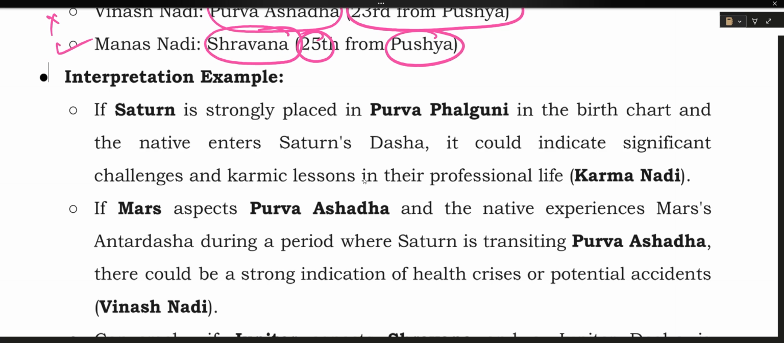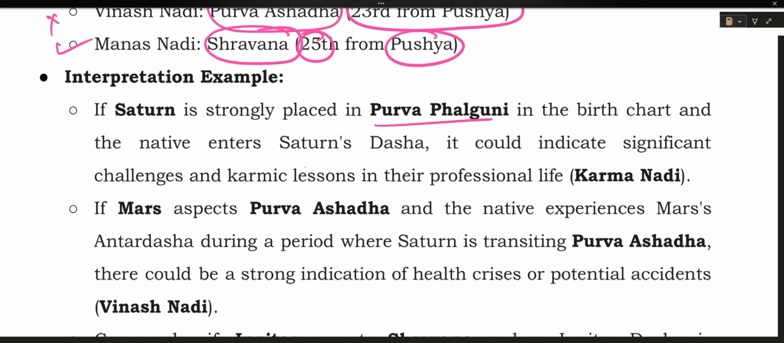Suppose if Saturn is strongly placed in the Purva Falguni Nakshatra in the birth chart and the native enters Saturn Dasa, it could indicate significant challenges and karmic lessons in their professional life, because Purva Falguni is the Karmanari here, so there will be a significant impact. Suppose the same Saturn is transiting in another nakshatra, then there will not be any major changes in your professional life.